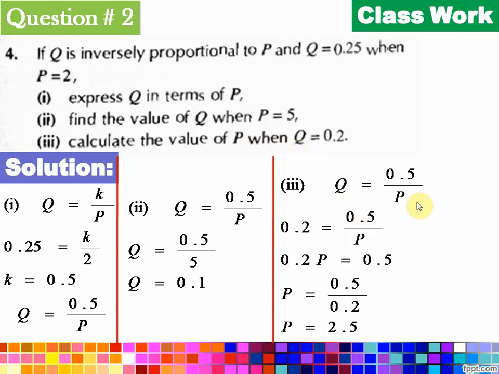Again write the general form, q is equal to 0.5 over p. Now we have the value of q is 0.2. Just put the value in the equation. You get the answer, p times 0.2, 0.2 is divided by 0.5 and the answer becomes 2.5. P is equal to 2.5. This is a question from exercise 1c, question number 4, and it is also a classwork question.